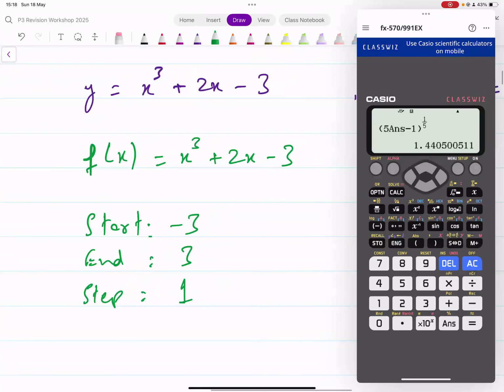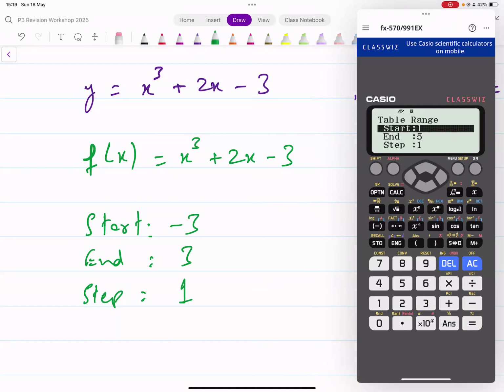I'll just do this quickly for this particular function. You go to menu, you have this table function. The function is x cube plus 2x minus 3. You input that function there, skip g of x. G of x would be used when you have two functions at the same time. You would input both f of x and g of x at the same time. That will give you a single table that has both the functions' values. In this case, we'll skip that because there's only one function.